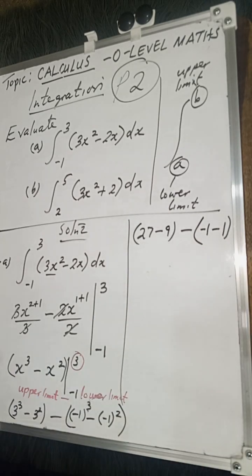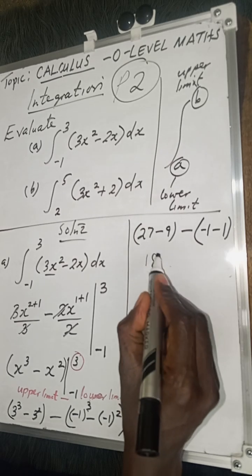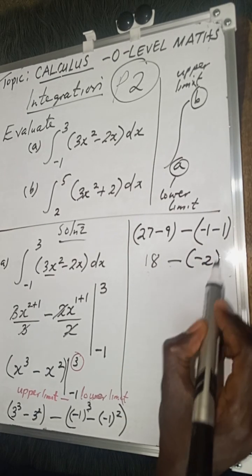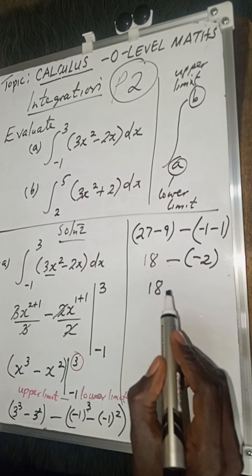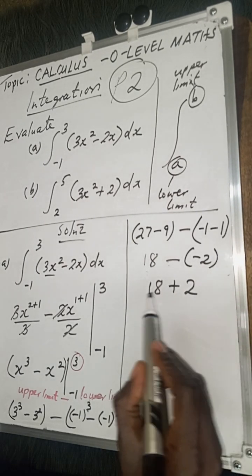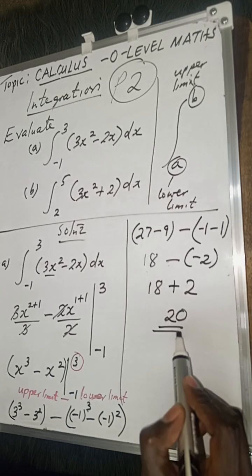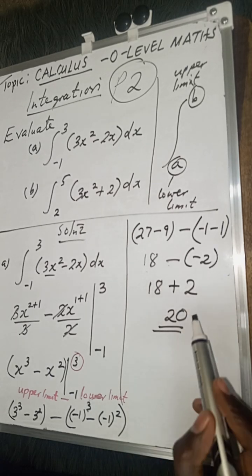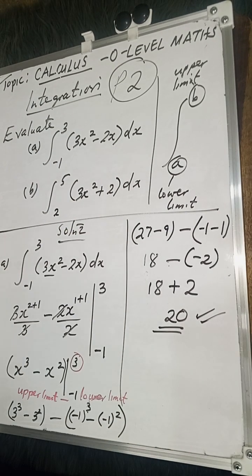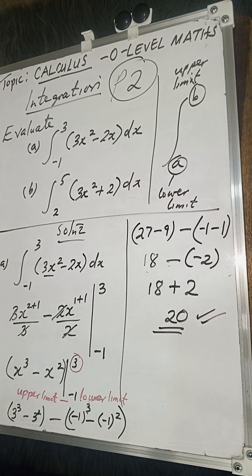So what is 27 minus 9? It is going to give you 18 minus, remember same signs, what do you do? You add, so that will be a negative 2, so it will be 18, negative and negative will change to positive there, so that is going to give us 20. So that is the value that we are getting there. If you want, you can say 20 units. So we have actually evaluated that expression. So that is what you do.